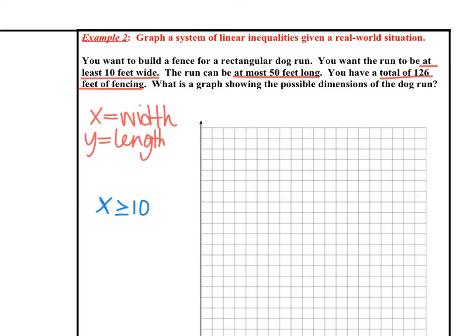So let's see if you can get the next one now. The run has to be at most 50 feet long.